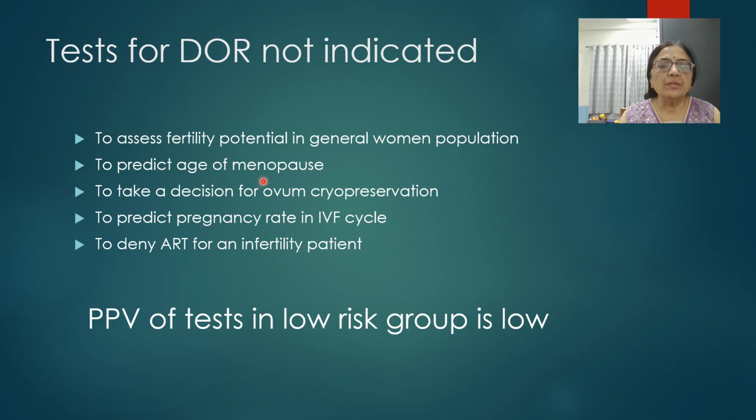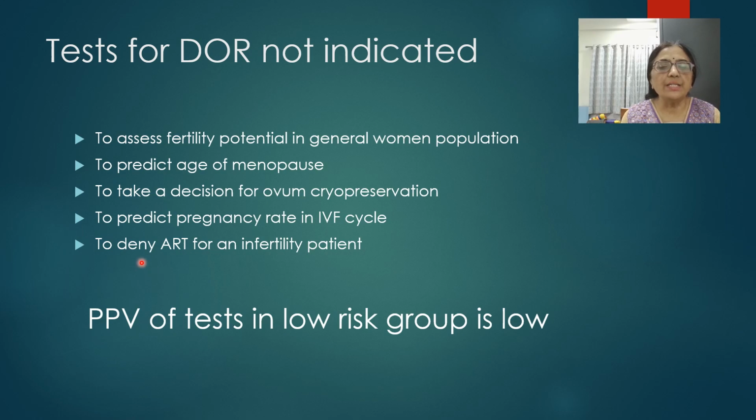Then, these tests do not predict age of menopause. They do not help us to take a decision for ovum cryopreservation. They do not help us to predict pregnancy rate in an IVF cycle. We also cannot guarantee the patient, or say that the possibility of successful pregnancy is less or more, depending on the result.